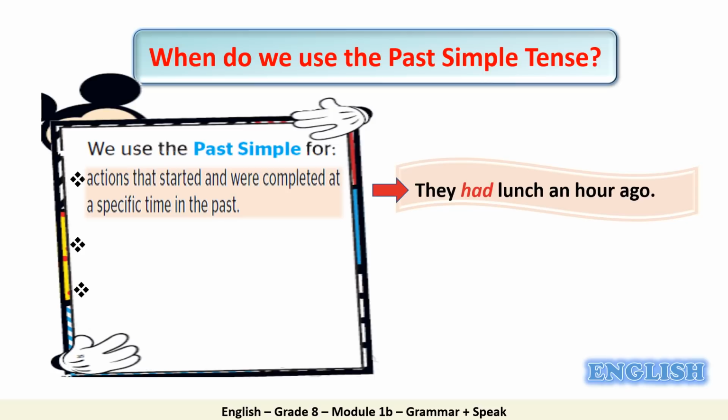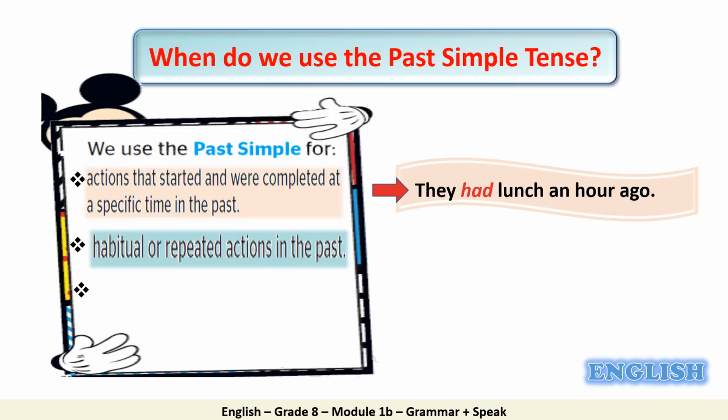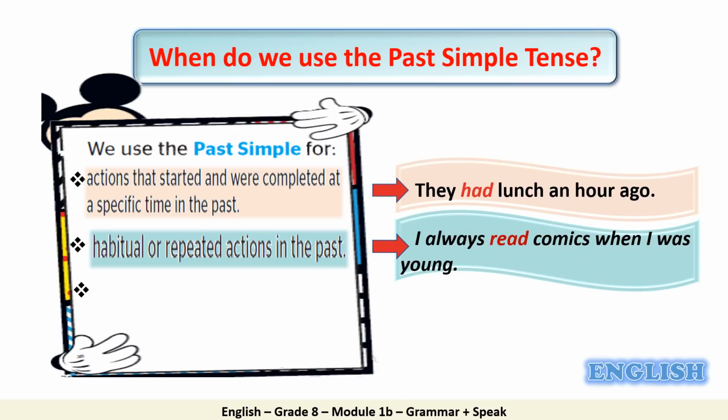We also use the past simple for habitual or repeated actions in the past, things you did every week, every month, or even every day. For example, I always read comics when I was young. Here, you have to use a frequency indicator to show how often you did that action. Frequency indicators are words just like always, every day, every night, and very often.